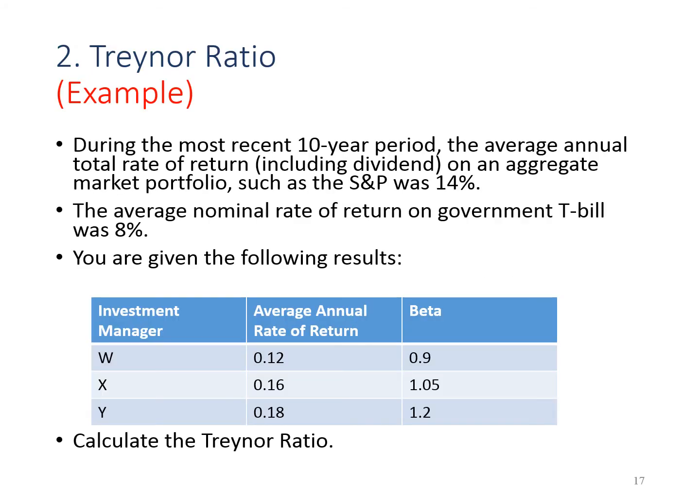Now let's have an example to practice how to calculate the Treynor ratio. I'm sure you can do it. The formula for Treynor ratio is return minus risk-free rate, then divide by beta. You need to calculate the Treynor ratio for the market as well as for portfolio WXY. For example, the Treynor ratio for portfolio W is 0.12 minus 0.08 divided by 0.9. Let's try.